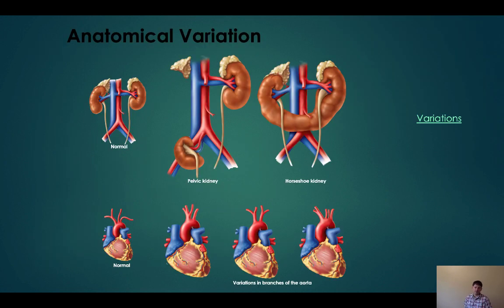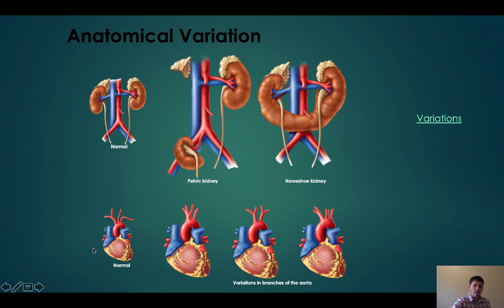So here's a couple of images just to show you. Up here on the left, you can see normal kidneys. Sometimes you might have a pelvic kidney, where that kidney is not where it's supposed to be up here. We've got our adrenal gland up here, and the adrenal gland is in the right place, but the kidney is actually way down here. Or both of your kidneys will unite and you'll have this big horseshoe kidney.